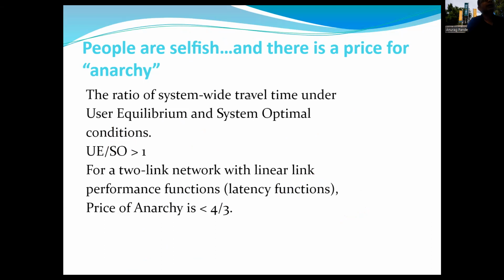Typically, the ratio of system-wide travel time under user equilibrium and system optimal condition is what we call the price of anarchy. If people try to just minimize their own travel time, the system travel time does come out a little bit higher. The aggregate system travel time under user equilibrium divided by that under system optimal condition is always more than 1. For a two-link network with linear LPFs, which is the kind of thing we're going to deal with, the price of anarchy is less than 4/3. So anywhere between 1 and 4/3 is the value. That's what we call the price of anarchy.